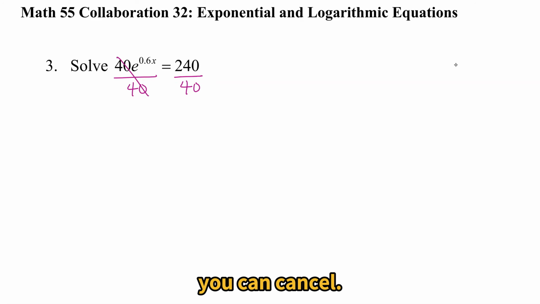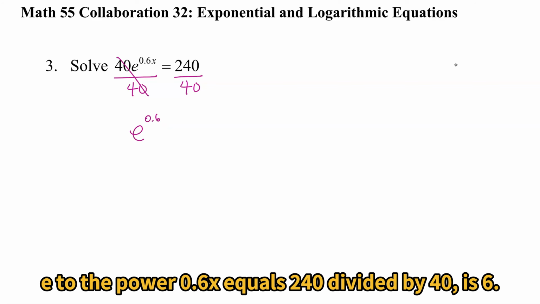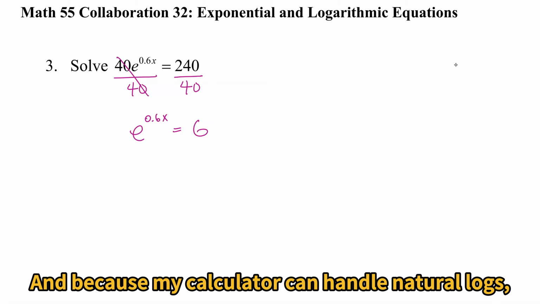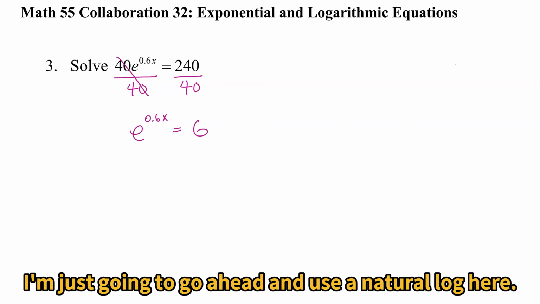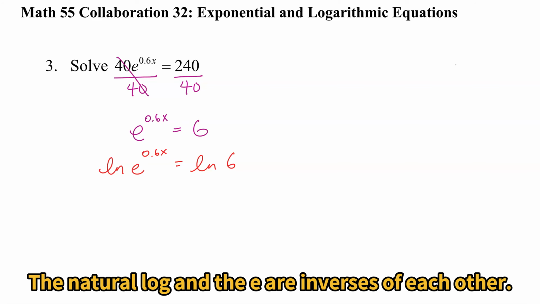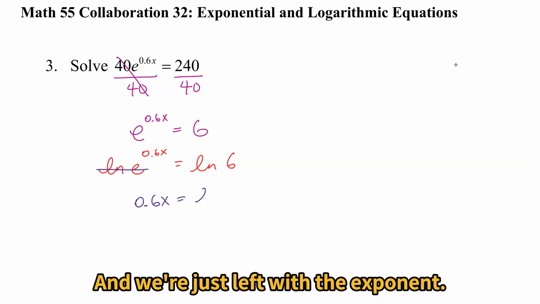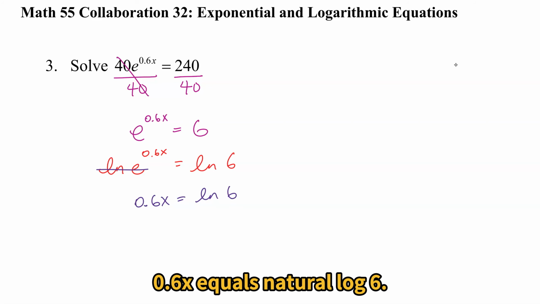so that we can get rid of that 40 in the front. We can cancel. And we have e to the power 0.6x equals 240 divided by 40, which is 6. And because my calculator can handle natural logs, I'm just going to go ahead and use a natural log here. Natural log of e to the 0.6x equals natural log of 6. And the natural log and the e are inverses of each other, so when they get together they cancel, and we're just left with the exponent, 0.6x equals natural log 6.